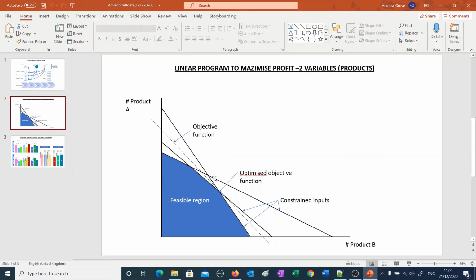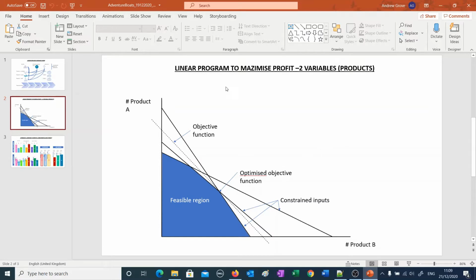The dotted line is called the objective function, and this depends on the unit profits of product A and of product B. And the linear programming problem to maximize the profit is essentially one of moving the objective function as far from the intersection of the axes as possible to where it just intersects with the feasible region. At this point, the number of units of product B and A will maximize the profit.